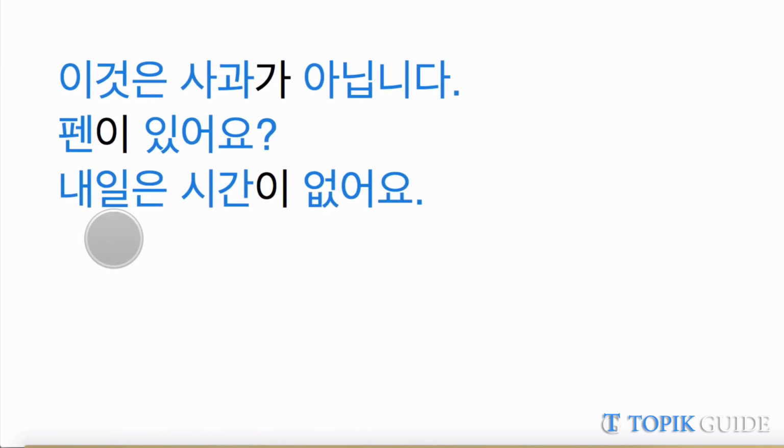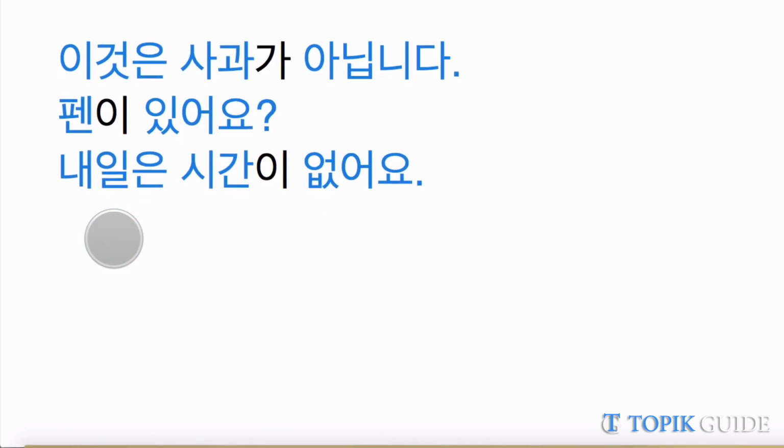Now there are some situations where only 이 and 가 are used. And one of those situations is when we use the verb to be in negative sentences, like is not, am not, are not. So for example, this sentence, 이것은 사과가 아닙니다. This is not an apple. In this case, 아닙니다 will always be preceded by 이 or 가. So the noun will always have 이 or 가 when it is used with 아닙니다. So 사과가 아닙니다. 책이 아닙니다.